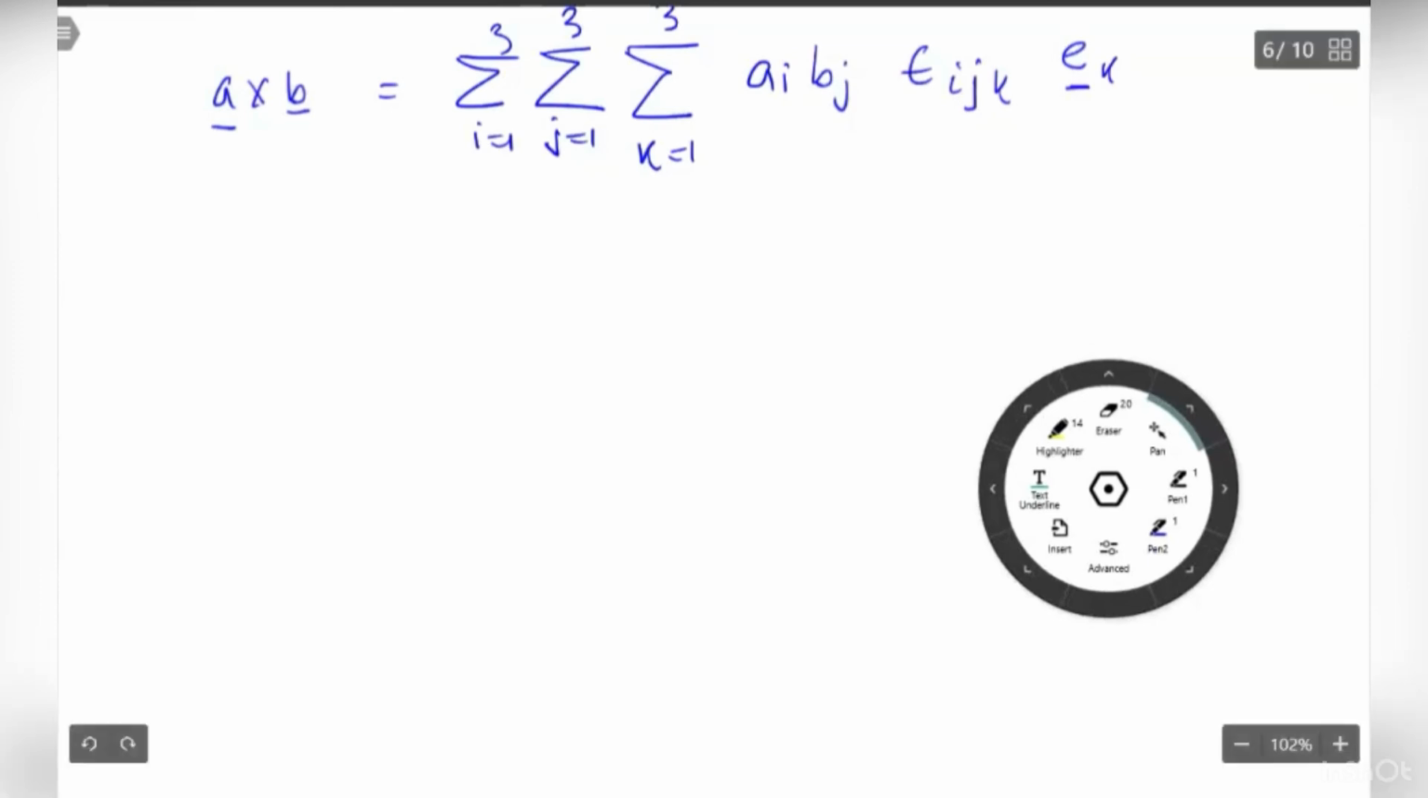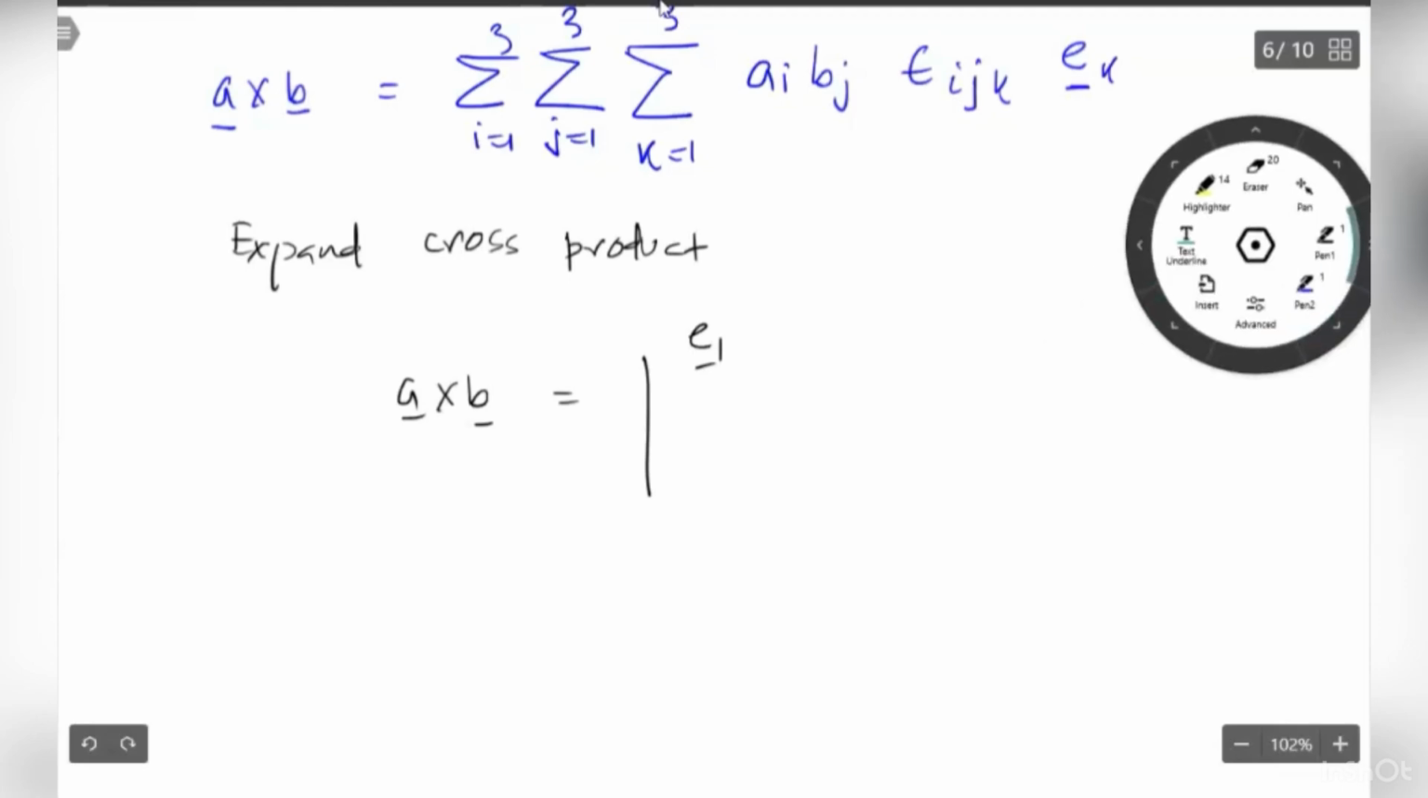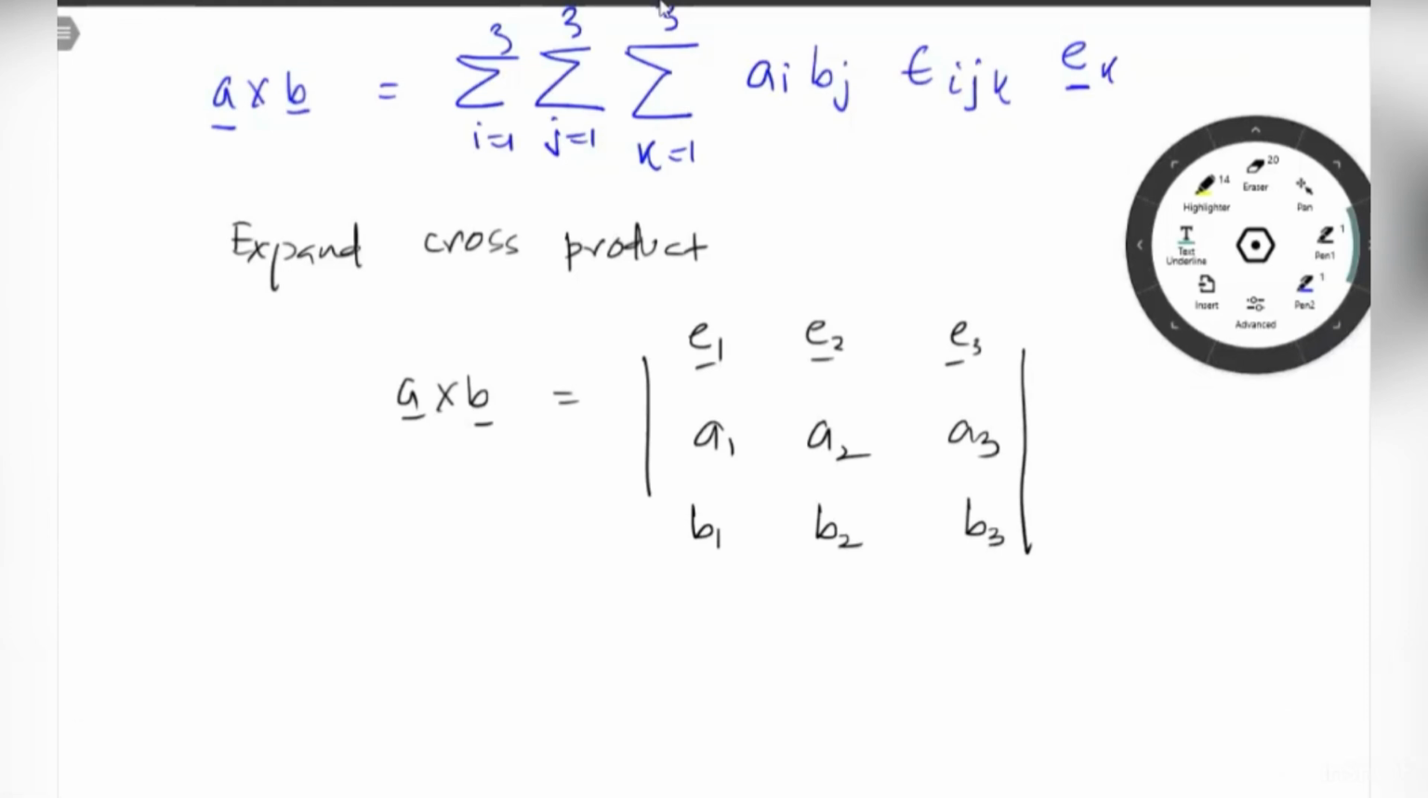If you expand the cross product further, you will get a cross b equals the determinant of the matrix with rows e1, e2, e3; a1, a2, a3; b1, b2, b3. Okay, so try to do that. I hope you can do it.